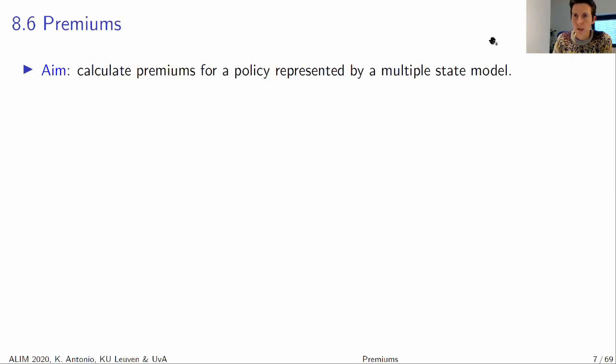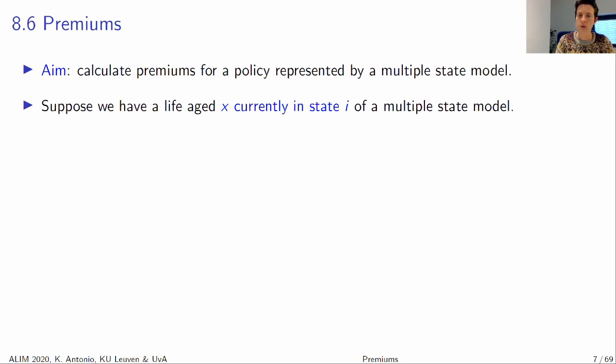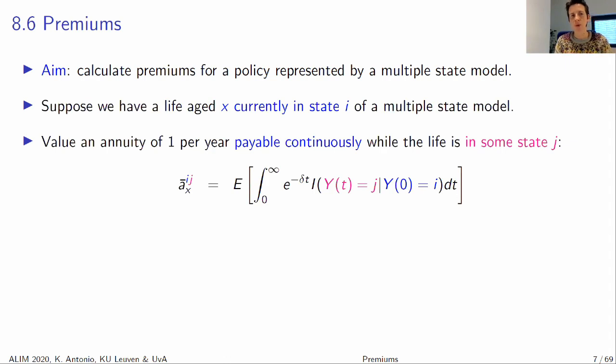So what we're going to do is we enter section 8.6 from the book, all about premium calculation in the context of a multi-state model. Yeah, that's the goal. So say we have a life (x) who's currently in state i of such a model. What happens if I want to put a value on an annuity of 1 per year, payable continuously, while the life is in some state j, right? So that's perhaps a bit of a difficult product to start with, because it's paying in continuous time, which is of course an artificial construction, but it's good to think about this concept as a kind of limit situation.